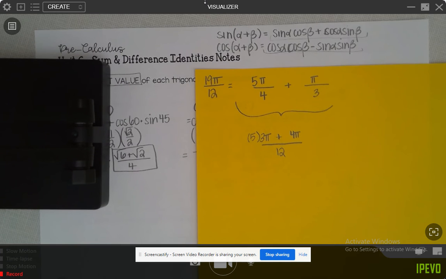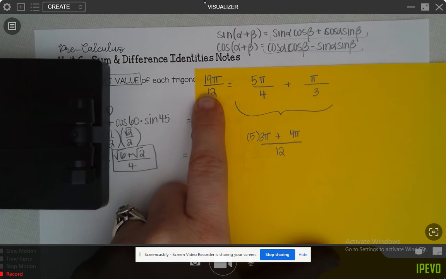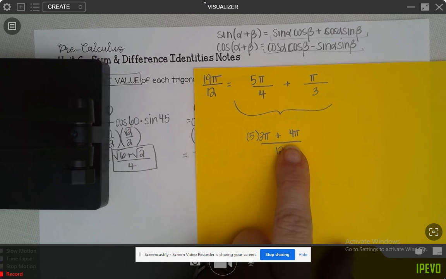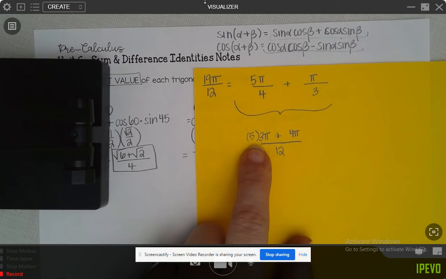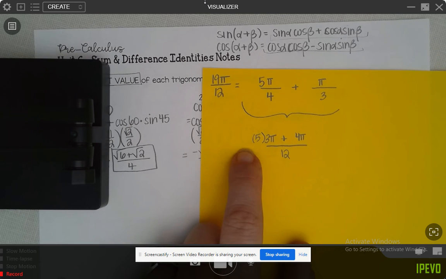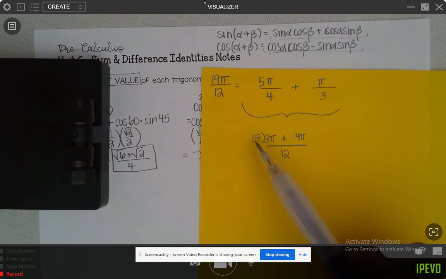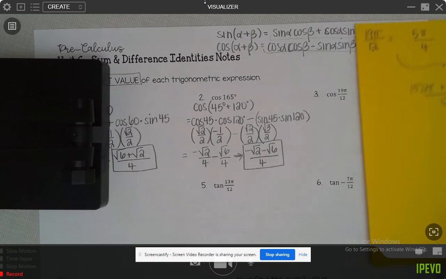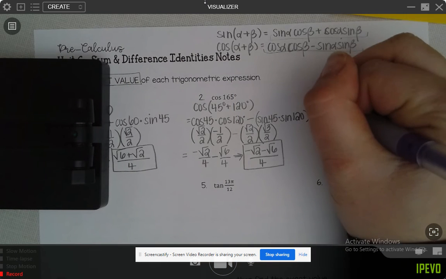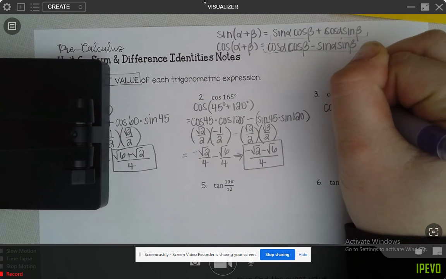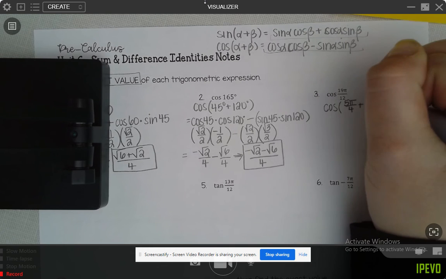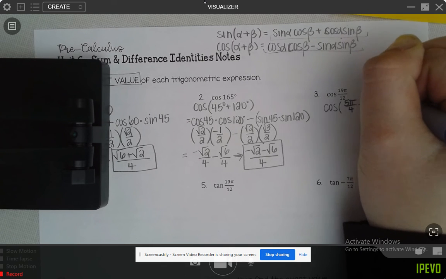Because I needed to get to 19. Yes? I did 19 minus 4, which is 15, right? And how do I get 15 using 3s? I have to multiply by 5. Okay? So now if you multiply this by 3, you would get 12. Multiply this by 3, you would get 15. So I'm going to now separate this. So this is now going to say the cosine of 5 pi over 4 plus pi over 3.